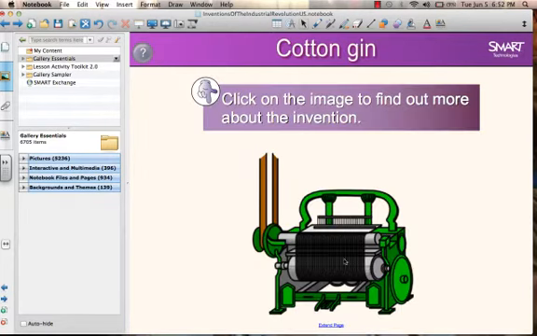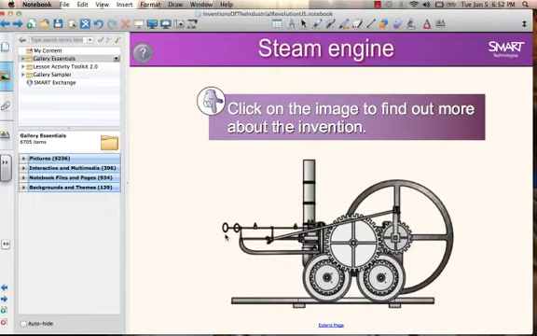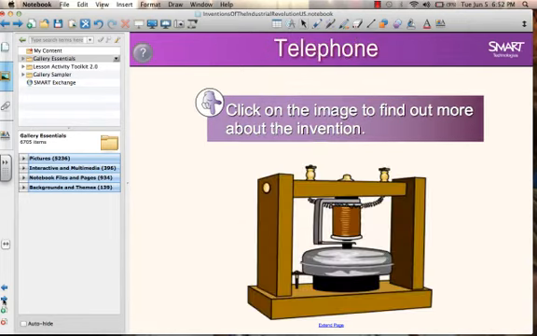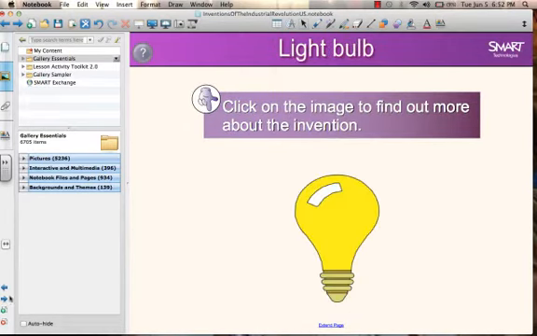Then on the pages that follow, you double click the image and it takes you to websites that give you a lot of information. I'm not going to do that right now, but they're just websites that will pop up if you double click these inventions. So this one, for instance, would be teaching you about the cotton gin. The steam engine, another super important invention during the Industrial Revolution, and the telephone. And here we have the light bulb, and again, if you double click it, it takes you to a web page. So this would be good if it could be fused even with web quests.